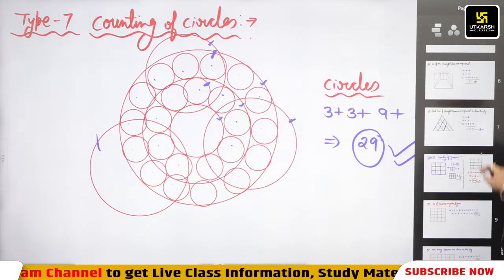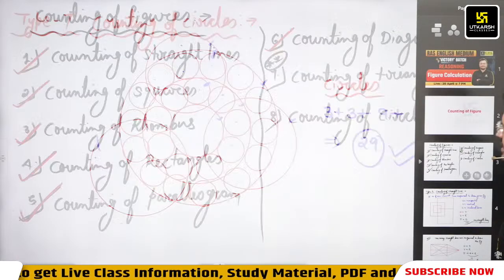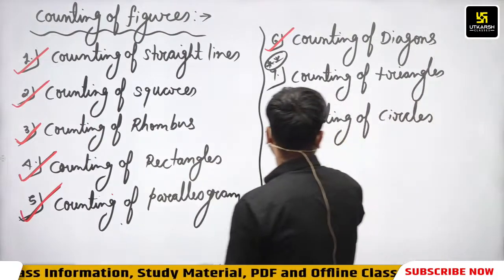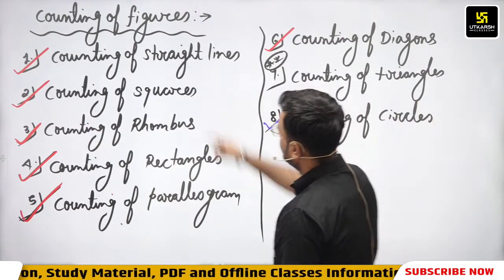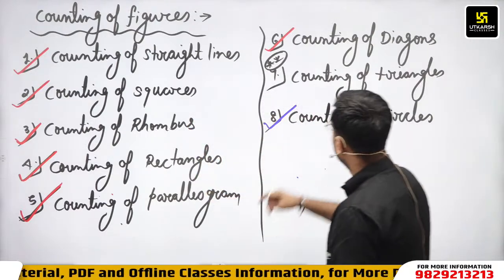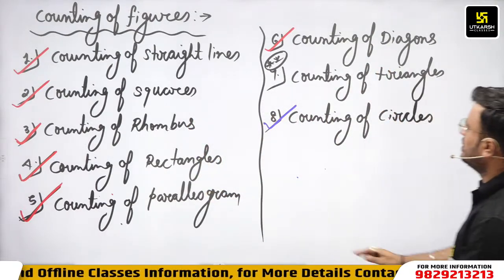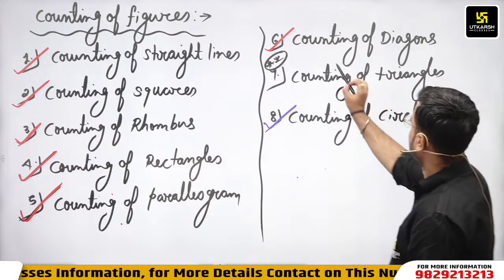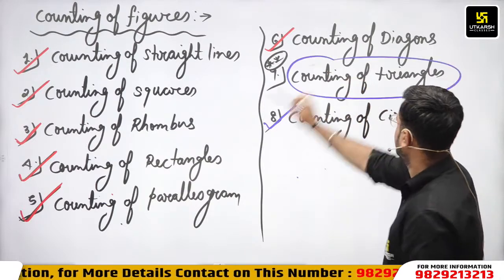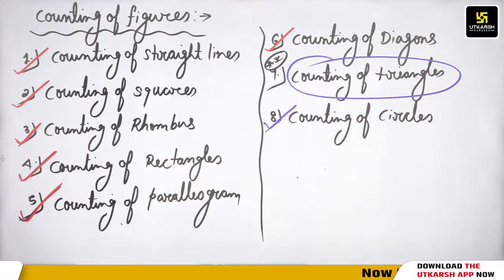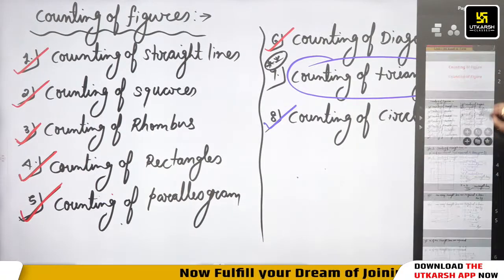that is your counting of triangles. As you are able to see, counting of circles is also done; counting of straight lines, squares, rhombus, rectangles, parallelograms, diagonals, circles, all done. What remains? Counting of triangles. So now we are going to start counting of triangles.